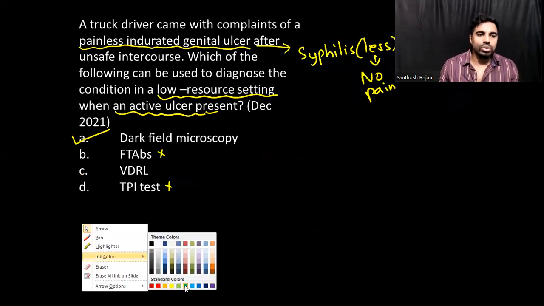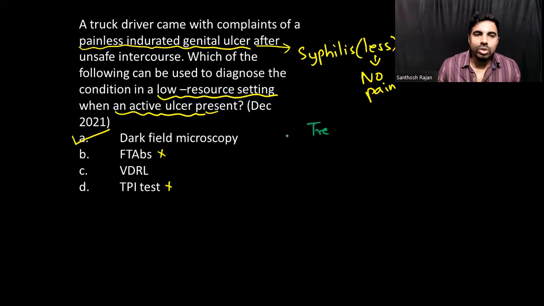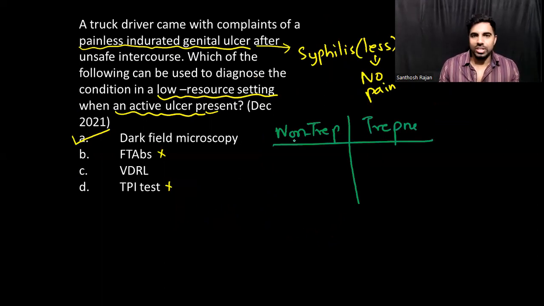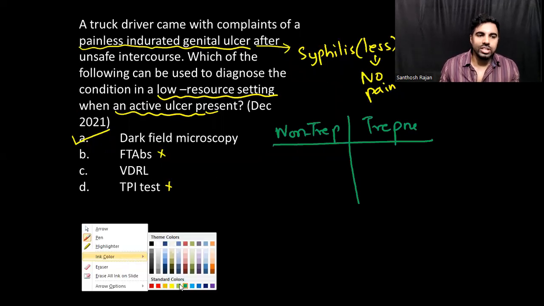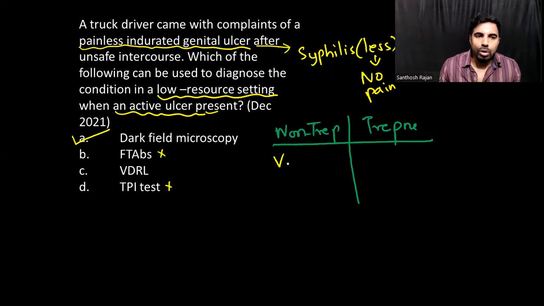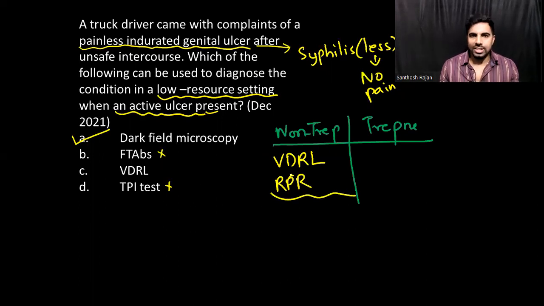Okay, so we have two things, right? We have the non-treponemal test and the treponemal test. The treponemal tests are specific. These are not specific. In the non-specific tests, what do we have? The popular ones: VDRL and RPR. These are highly sensitive tests.